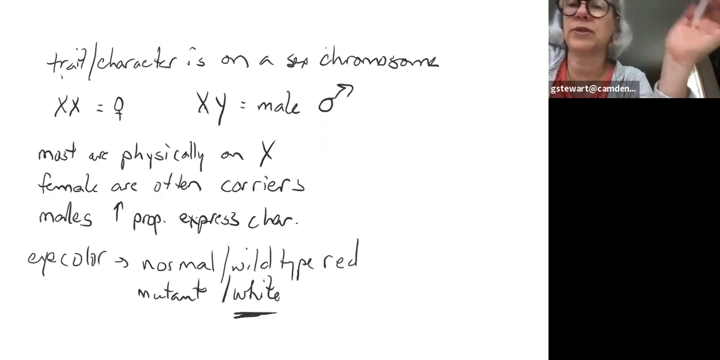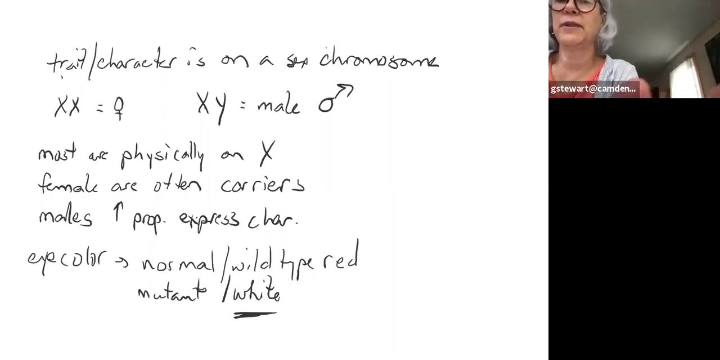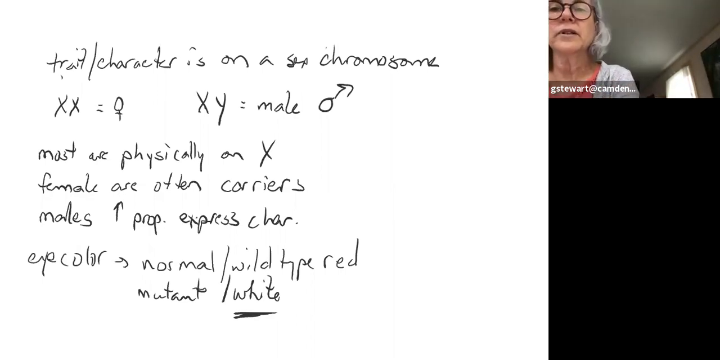I usually just do it that way because it's easy for me to remember, but you can put them, doesn't matter if you flip them because you're going to get the same answer anyway. So let's look at color blindness in humans, because that's a sex-linked trait. That's an easy sex-linked trait.